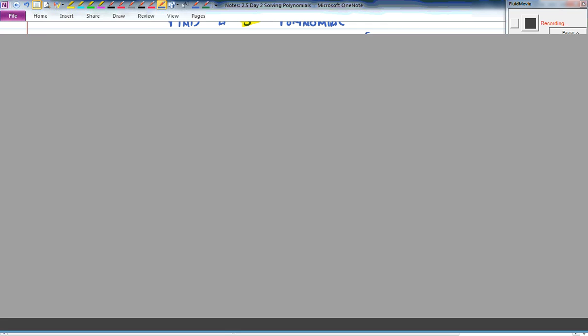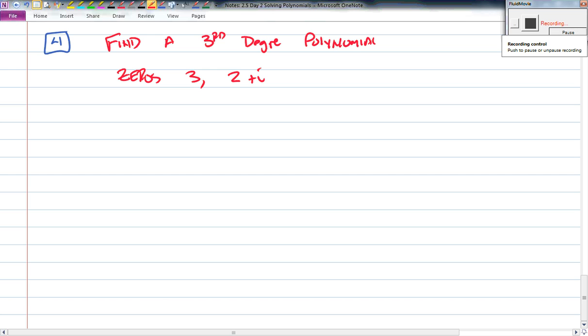Okay? So a little bit more challenging because the complex number is not just a 3i or a 5i, it's 2 plus 3i. Same process though. Here we go. Let's see if we can write this out. Let's talk about our zeros first of all. Which ones are we given?